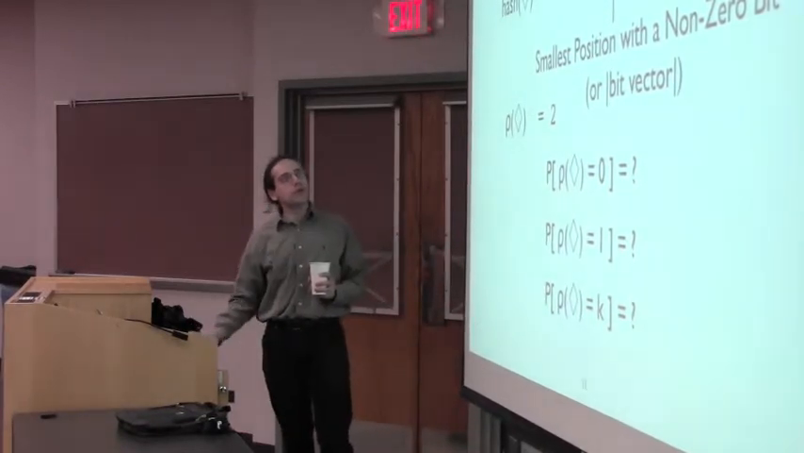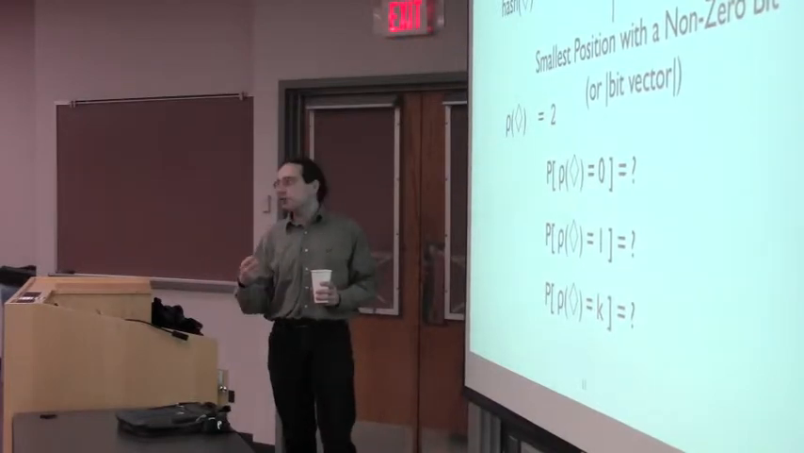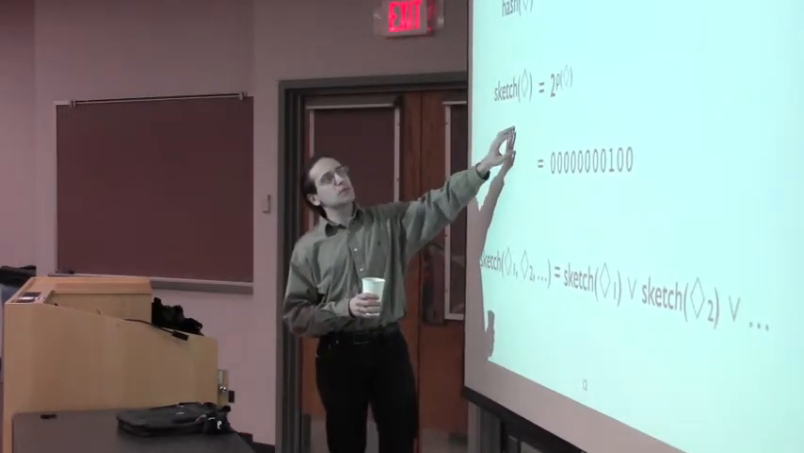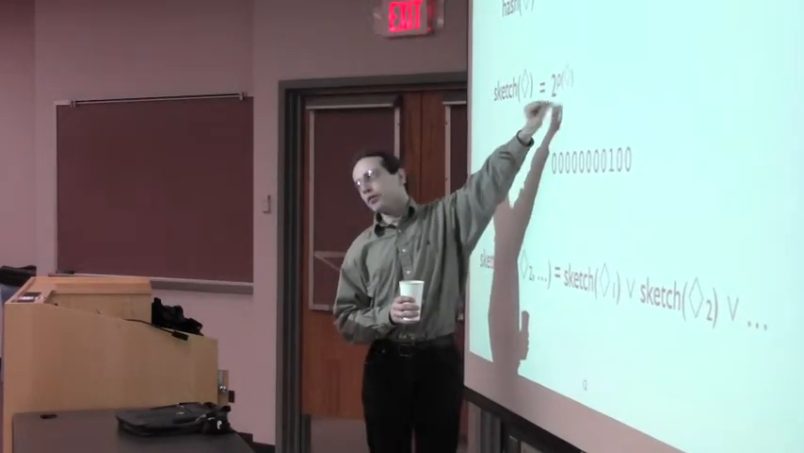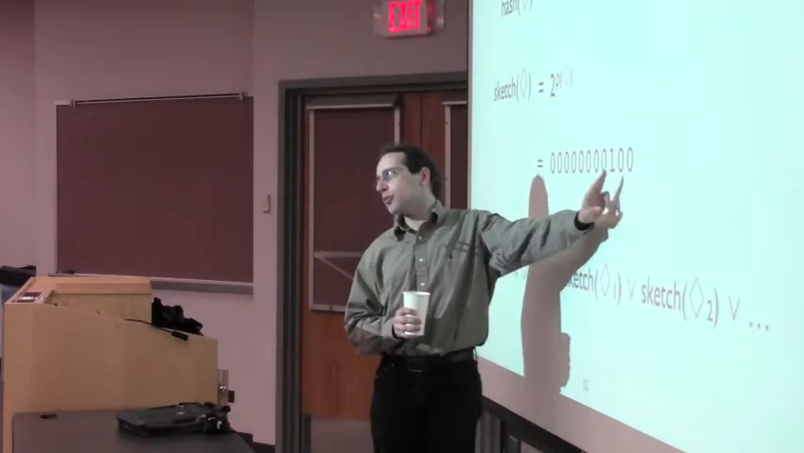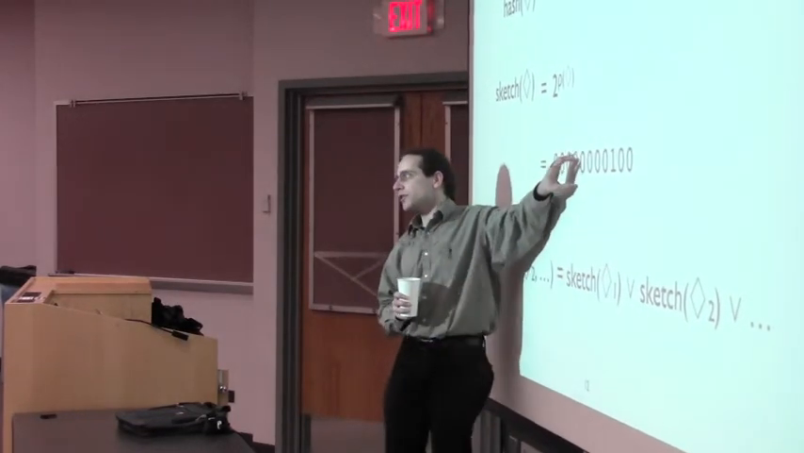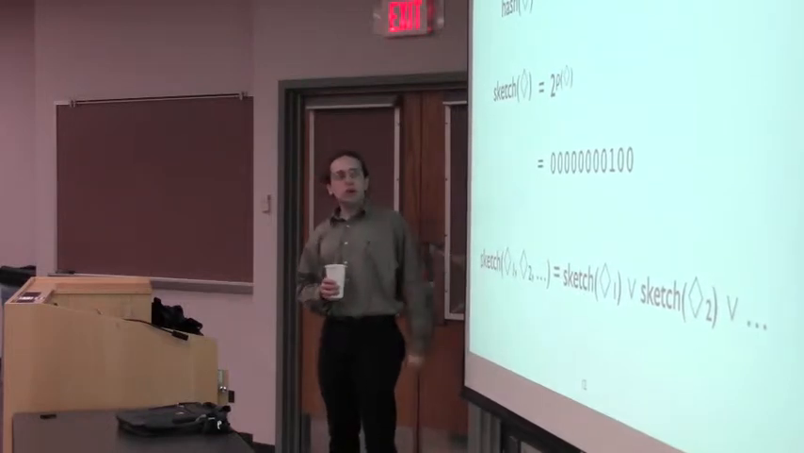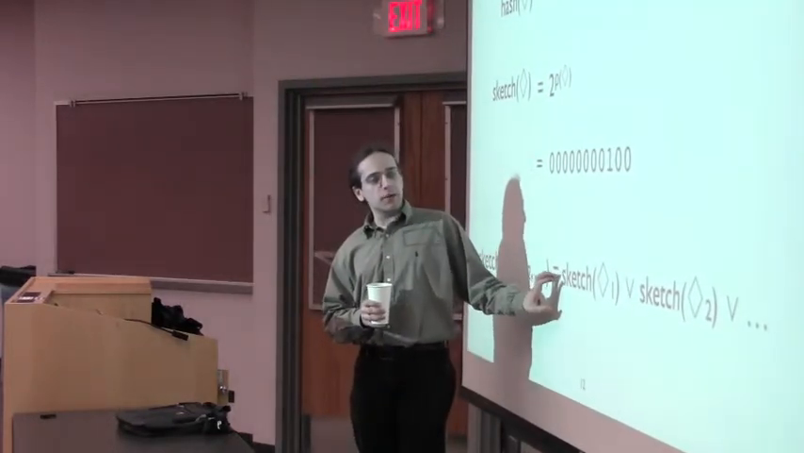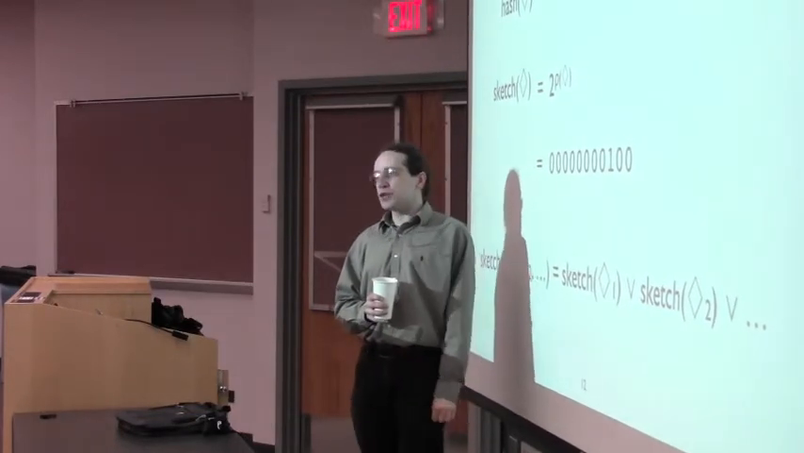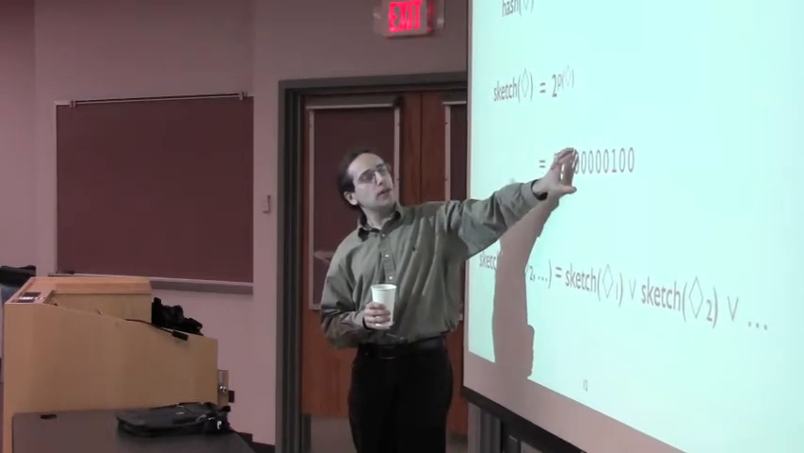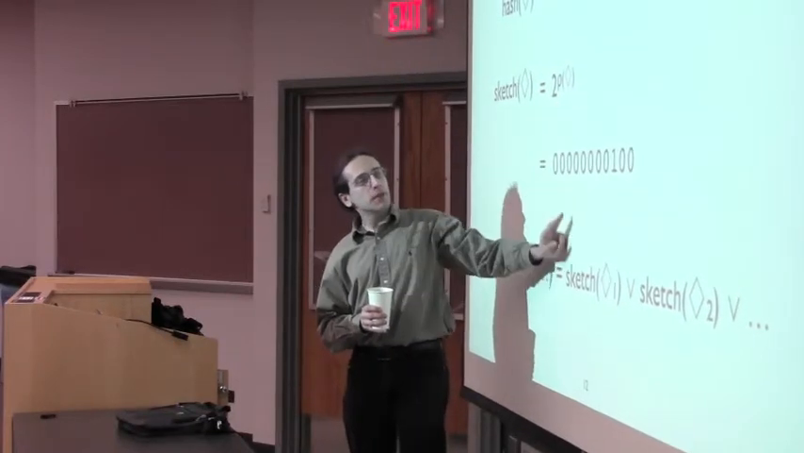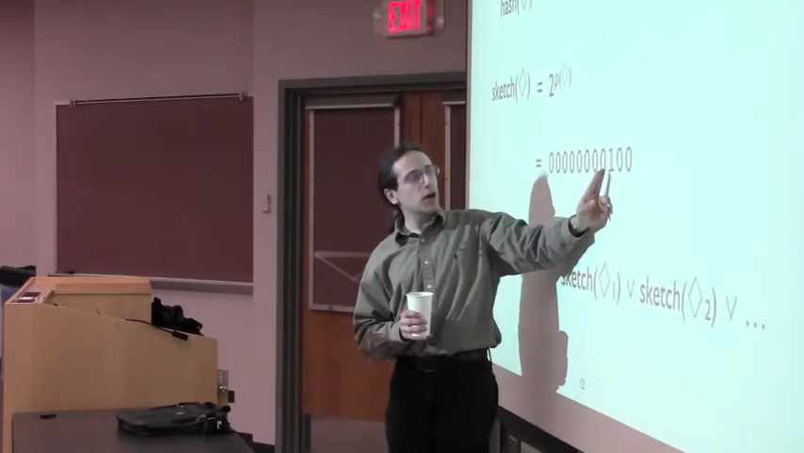So that's this rho function, and that's going to essentially give us a sketch of a single object. And we're going to combine multiple sketches together. The sketch of a single object is basically going to be 2 to the power of that. So essentially, we take the first non-zero bit, and that will be the sketch of that individual object. In order to compute the sketch of an entire set, we're going to take a bitwise OR of the sketch of every individual object in the set. So if we have something with this hash, then that'll be that. If we have another object, let's say it has a rho of 1, the sketch of those two objects would be 0, 0, 0, 0, 1, 1, 0.